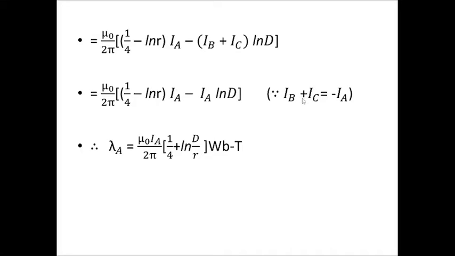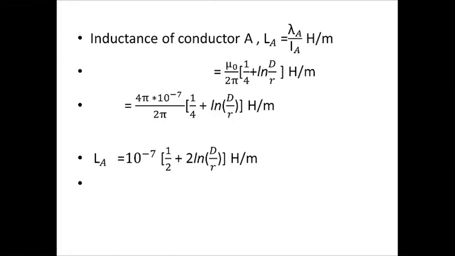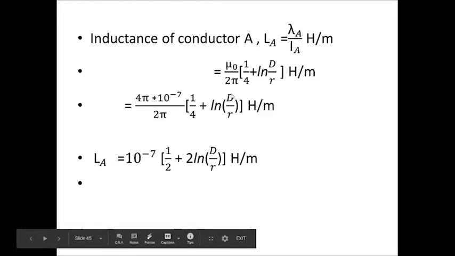Since IB plus IC equal to minus IA, it can be replaced in this expression. Mu 0 by 2 pi into 1 by 4 minus log R into IA minus IA log D instead of IB plus IC. Therefore, lambda A is equal to mu 0 IA by 2 pi into 1 by 4 plus log D by R, combining the logarithmic terms together. This is in Weber per meter. Now we shall consider the inductance of conductor A, that is equal to LA given by lambda A by IA. Substituting for lambda A, the expression becomes mu 0 by 2 pi into 1 by 4 plus log D by R Henry per meter.